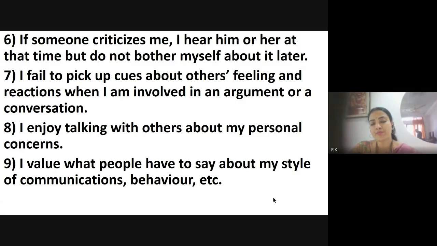So I fail to pick up the cues about others' feelings and others' reactions when I'm involved in an argument or a conversation. I've seen that personally because in one of the FDPs, one faculty was asked to provide a link. That's all. So he was not aware. He said, madam, I have to create this, as if it's a very big job, a very big deed. I have to create that link and, okay, fine, how to do this? Should we go for Zoom? Should we go for Google? Nothing is required. Just go for a normal Google link because here interruptions will not be there. Zoom will give only 45 minutes, basic common sense.